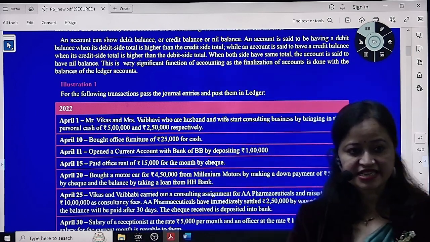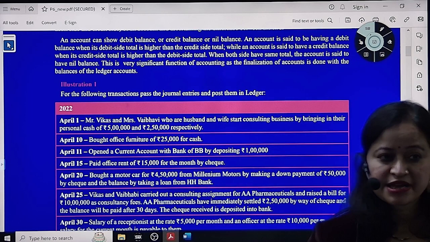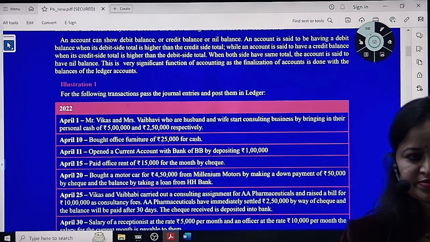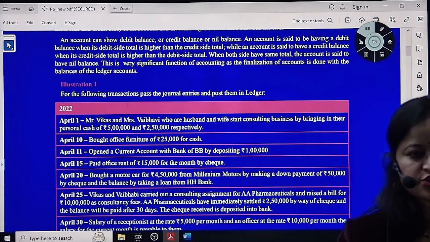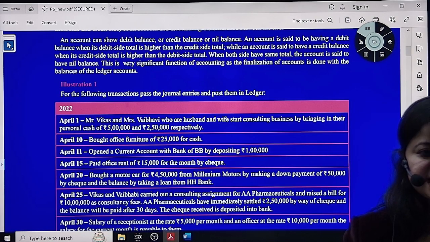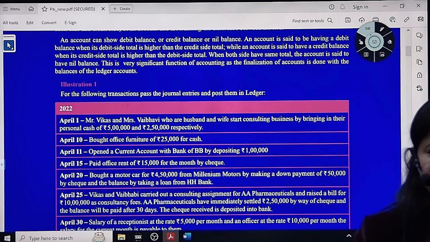So it will be consultancy fee account, debit or credit? Fee is getting or giving? The firm is getting consultancy fee or they're giving? Getting. Then consultancy fee will be debited or credited? If it's debit, then it will be an expense. Right? It is not an expense. They're getting, right? It's income.